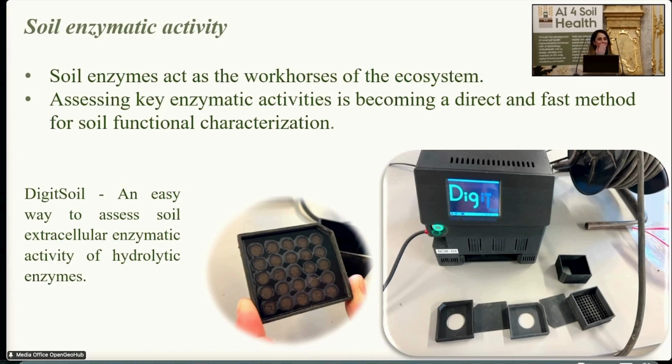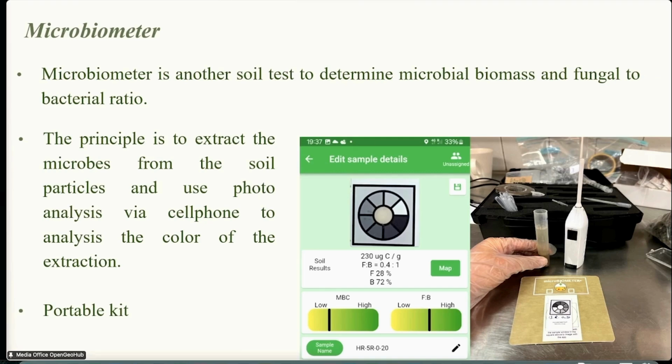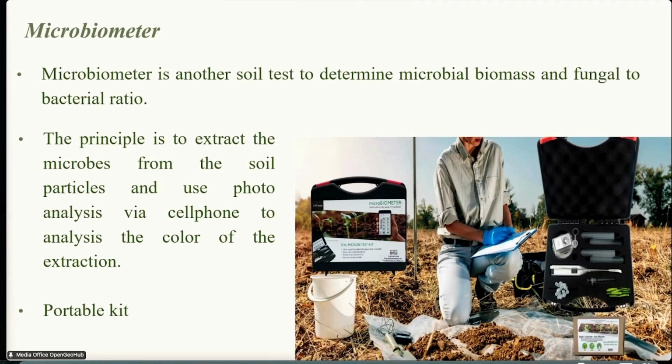But to do that, you only need a fresh sample and reaction gel on the plates. The other method that we are interested in and trying is the microbiometer. This method is also good for finding the fungi to bacterial ratio. And the method is easy and portable, you just need the portable kit. You go to the field, you can do it really easily, and farmers can go to the field frequently and test the health of the soil. And they can also see if the management practices they are doing are working or not.